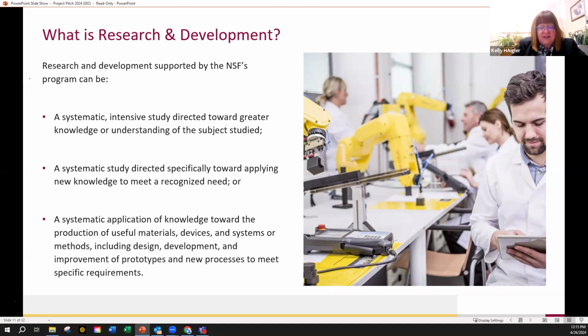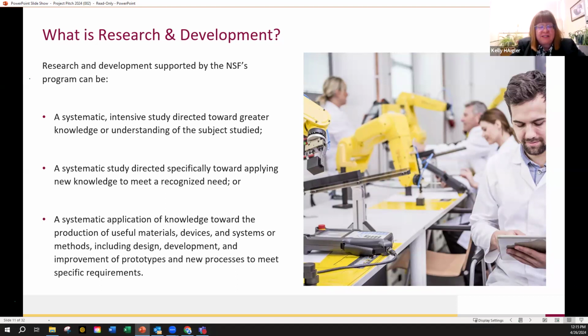NSF has a list of things that are not research and development. So sometimes it's easier to think about it in terms of what it's not. So it can't be an incremental modification of an established product or proven concept. It can't be straightforward engineering or manufacturing with little risk, and risk is where the research happens. Nor evaluation or testing of existing products or features.